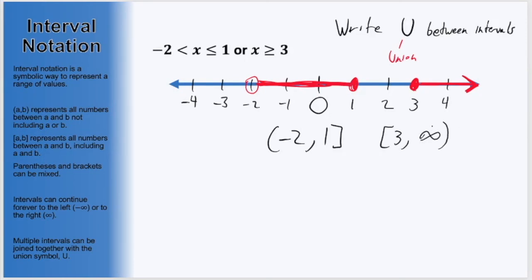If we want to join these regions together as one solution now, we simply take the intervals from each piece and write the union symbol between them. Also note we are not limited to the union of just 2 intervals, but can keep joining together as many intervals as we need to with the symbol U.